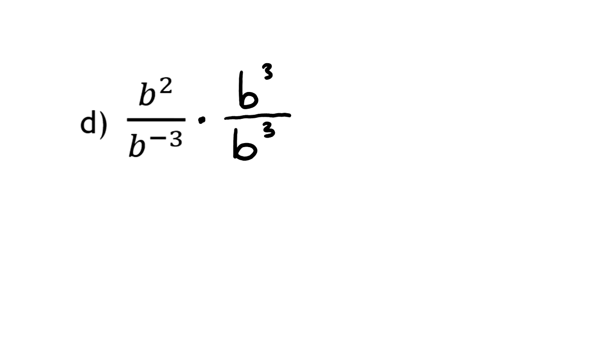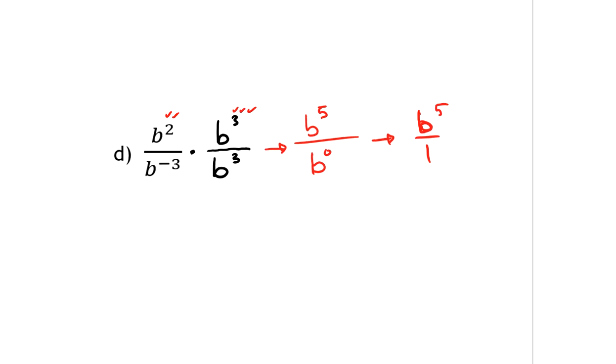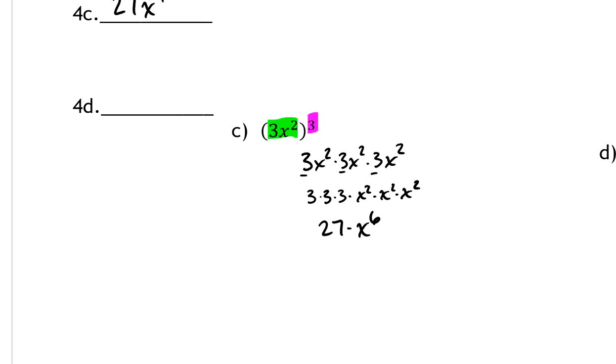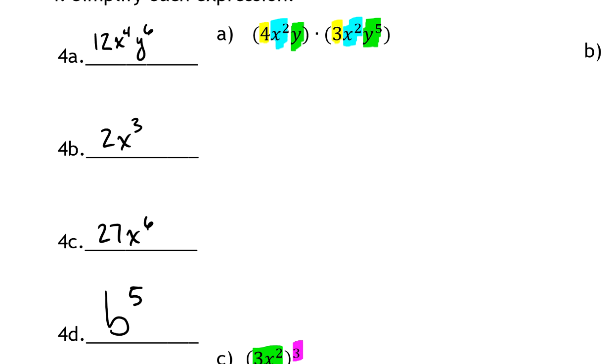In my denominator, if you look, what I have is b to the 0 power, and in my numerator, there's 2 factors of b, and then 1, 2, 3, so I've got b to the 5th power. The beautiful thing about b to the 0 power is it equals 1. So this is b to the 5th power over 1, or simply b to the 5th power. So the answer to D is b to the 5th power. And those are our 4 answers for question 4.